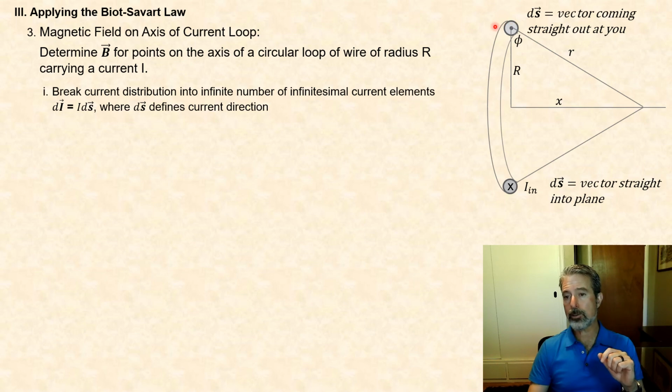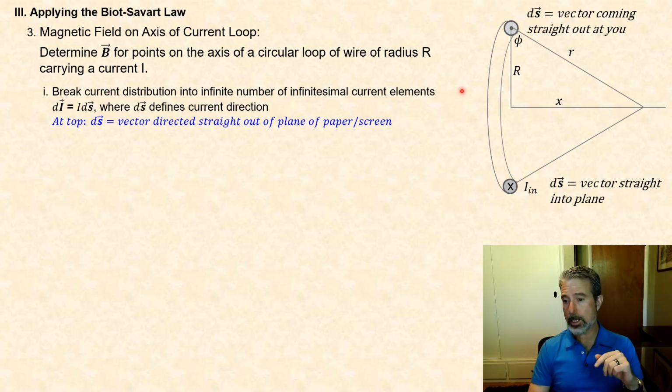What you're looking at in the screen is half of this loop. So you're seeing current coming out at you at the top. And what I can't show you is the current that continues through the other half of the loop and then will be going into the page, down here at the bottom. So you have to kind of imagine that. We're asked to find the magnetic field along the axis here. This is an axis of symmetry, what I'll call the x-axis, for this current carrying circular wire loop.